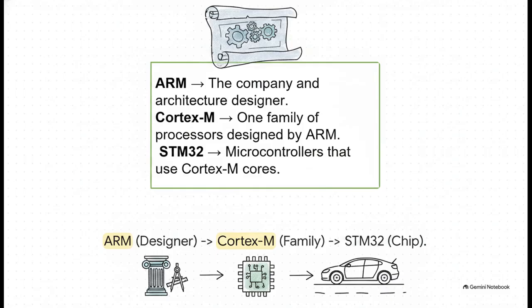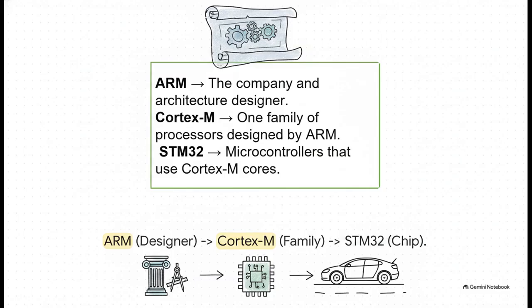ARM is the company, right? They're the architecture designer. They draw up the blueprints. Cortex-M is one specific family of 32-bit processor cores designed by ARM, and they are specifically optimized for microcontrollers. And then finally, STM32 refers to the actual physical microcontrollers manufactured by companies like STMicroelectronics that actually use those Cortex-M cores inside them.